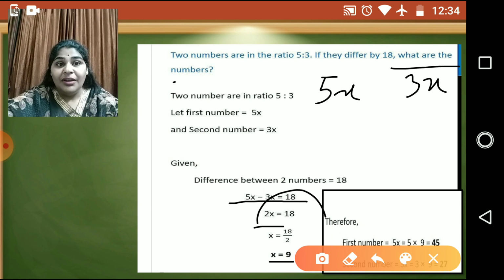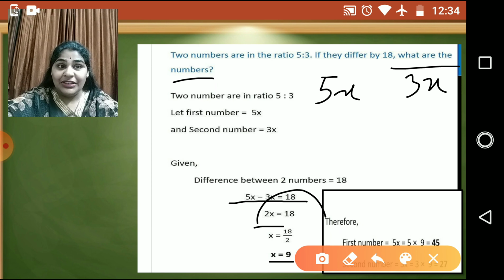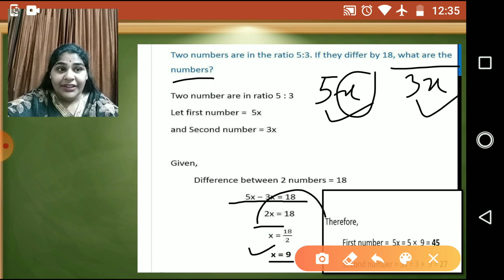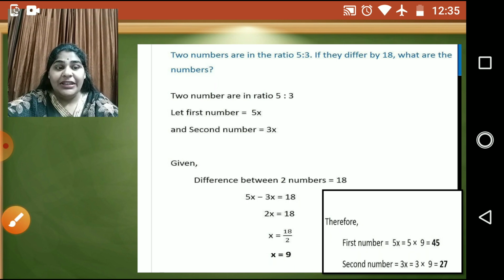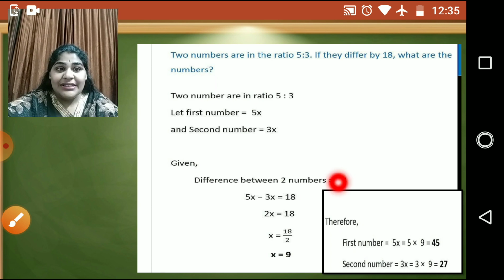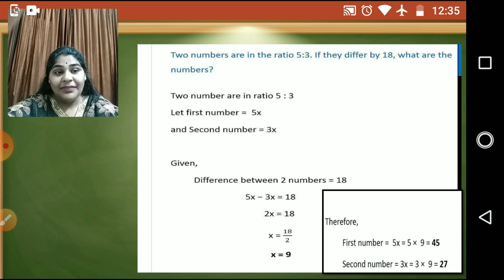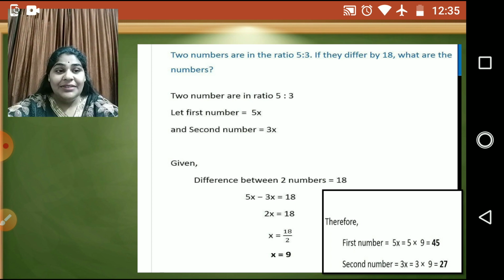What are the numbers? Two numbers we have to find, children. So which are the two numbers we have taken? One was 5x and one was 3x, right? So 5 multiplied by x. You substitute the value of x over here, which was 9. So 5 into 9 will be 45 and 3 into 9 will be 27. So you can see here the first number is 45 and the second number is 27. I hope you all are getting, children.